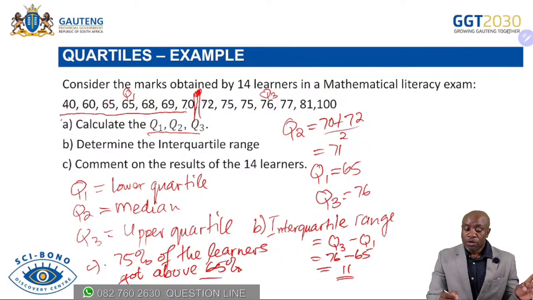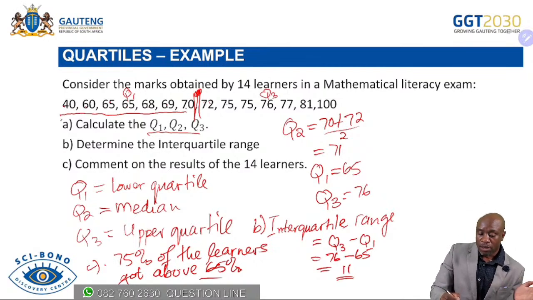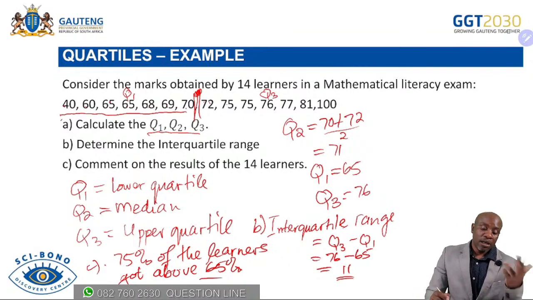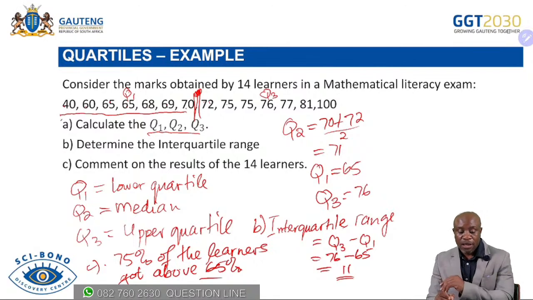Remember what I said? You can write a lot there. One could have just picked up the lower end and say 25% of the learners got less than 65%. This is where politicians come in and they abuse stats. This is where you can abuse stats if you choose to look at the bad side and ignore the good side. I'm choosing the positive side.